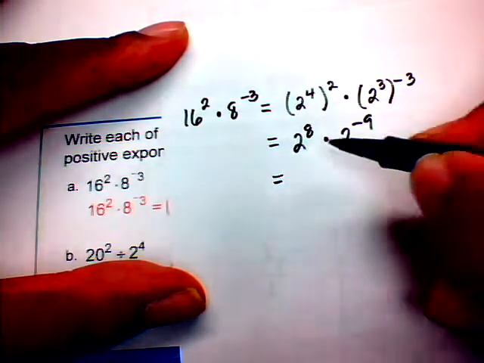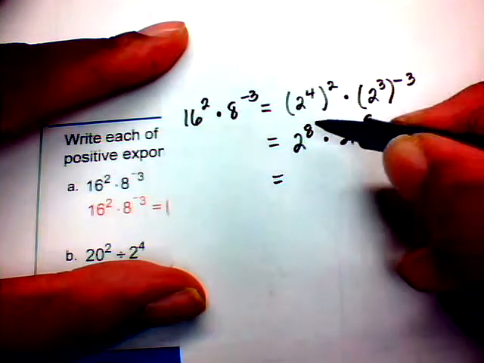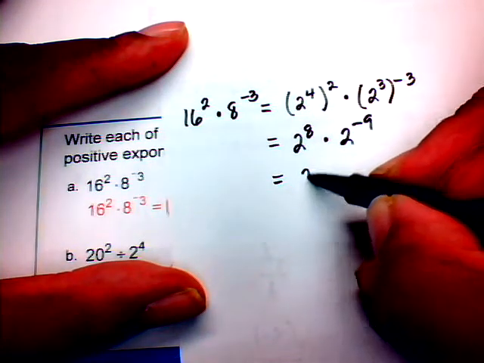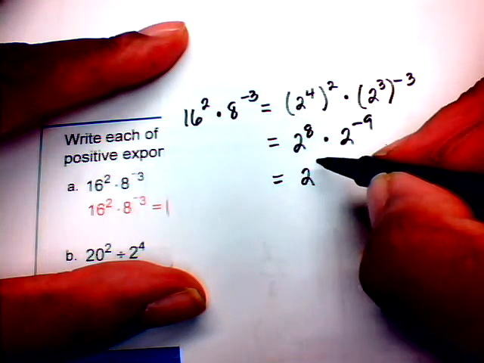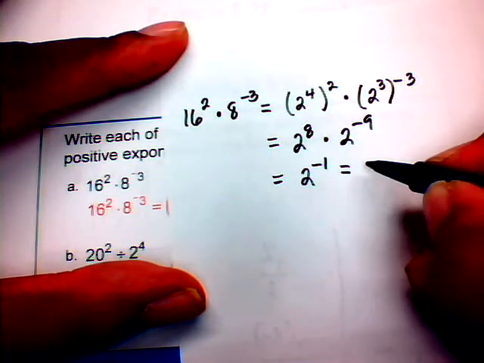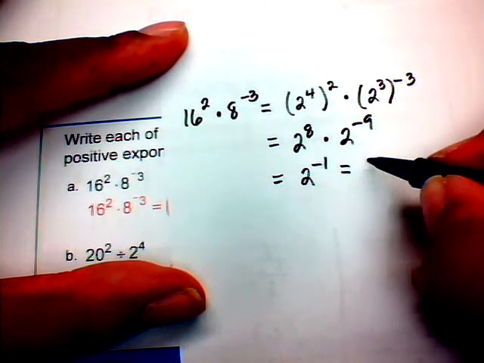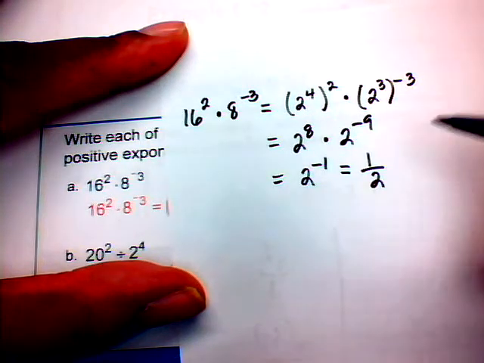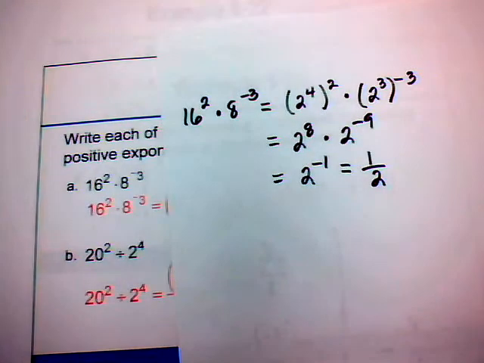Now we're multiplying powers of the same base, so we can add the exponents. So here, 8 plus negative 9 will be negative 1, so we're going to end up with 2 to the negative 1. Now we can write 2 to the negative 1 using positive exponents. That's 1 over 2 to the 1, or just 1 over 2. So this will end up being 1 over 2 as the final answer.